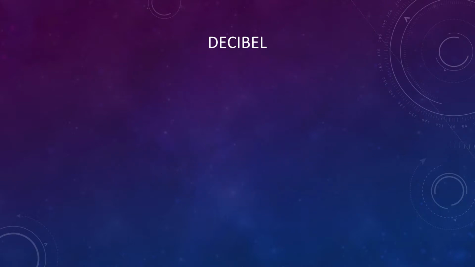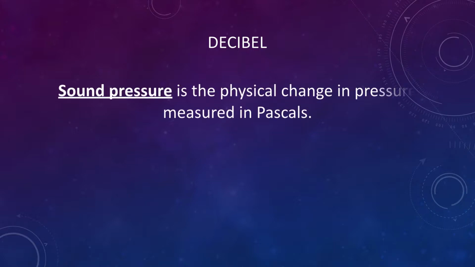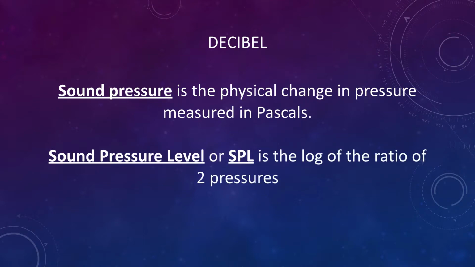Sound pressure is the physical change in pressure measured in pascals. We will change sound pressure to sound pressure level, or SPL, by taking the log of the ratio of two pressures. But before we do that, let's get a feeling for what relative dB sound pressure levels are and what differences in dBs sound like.